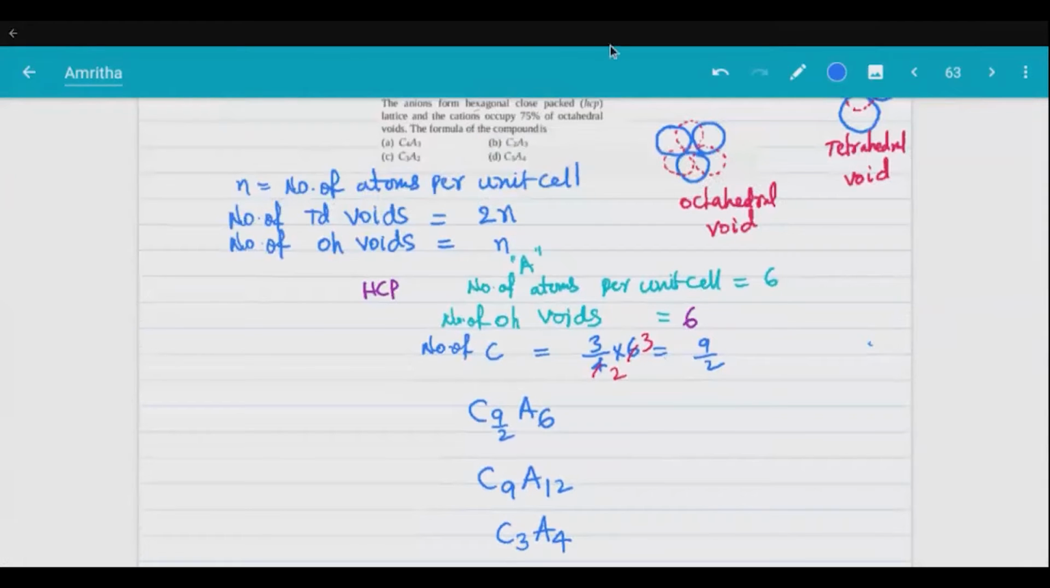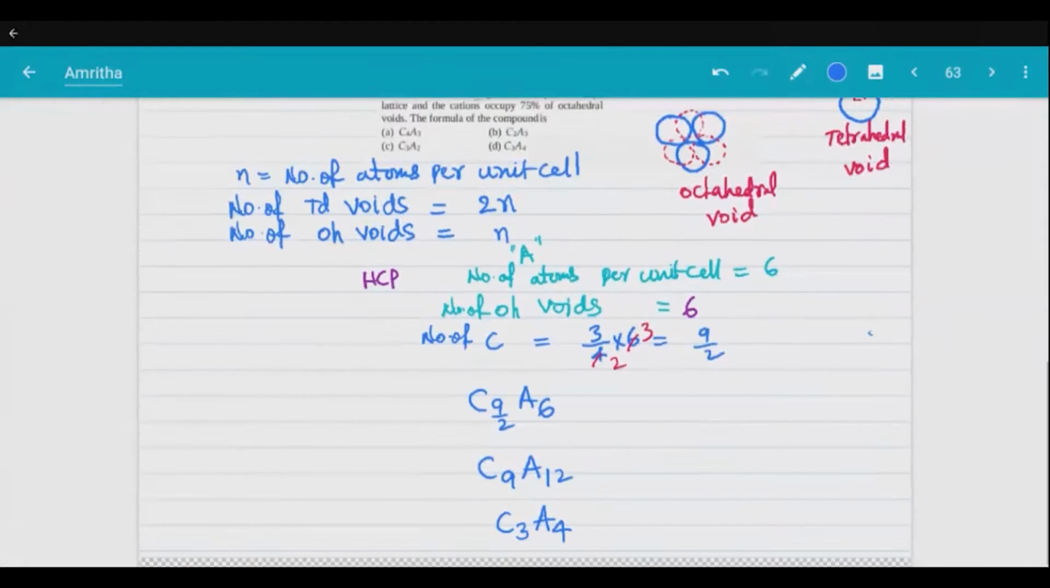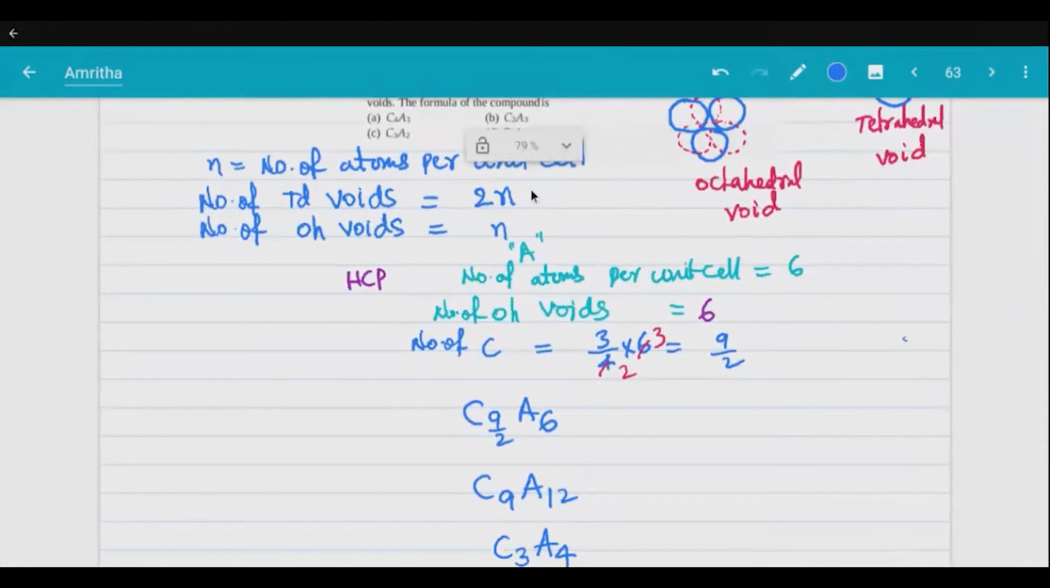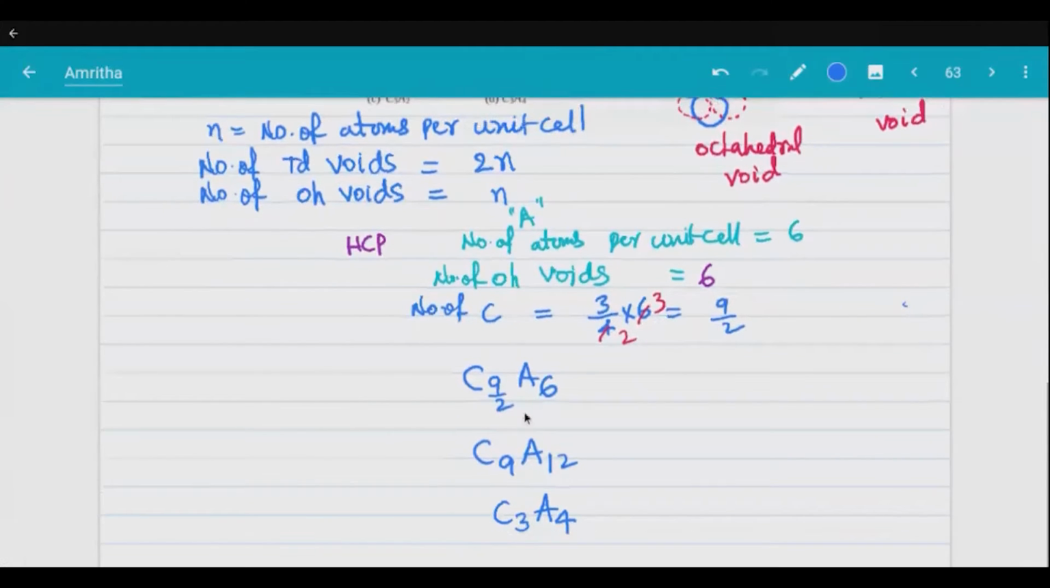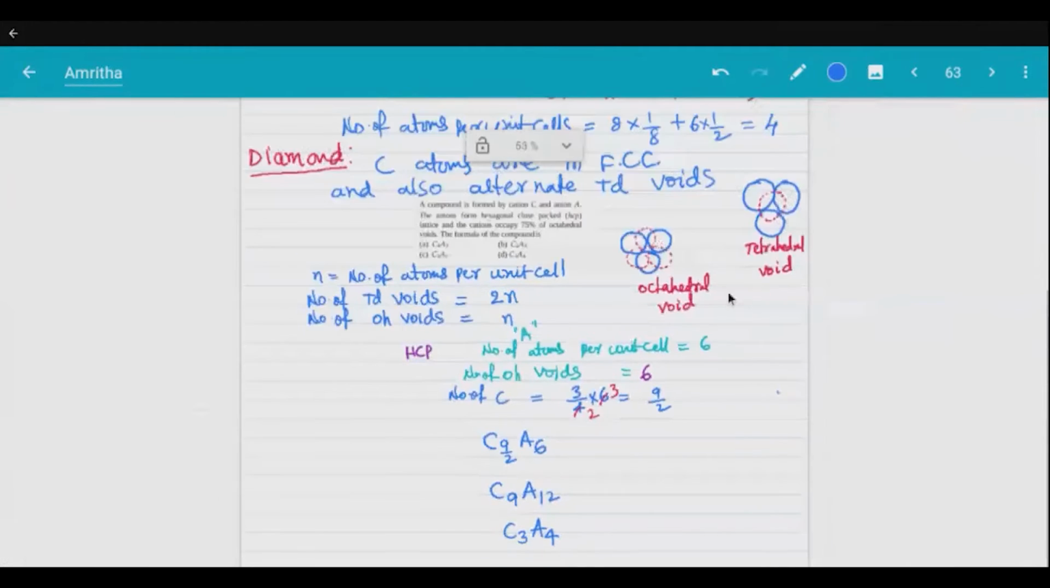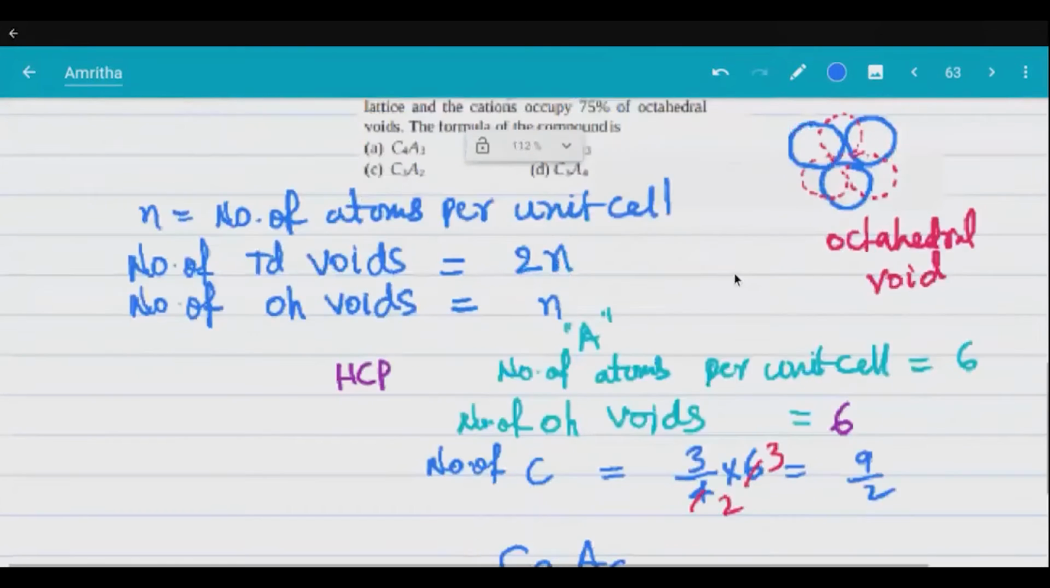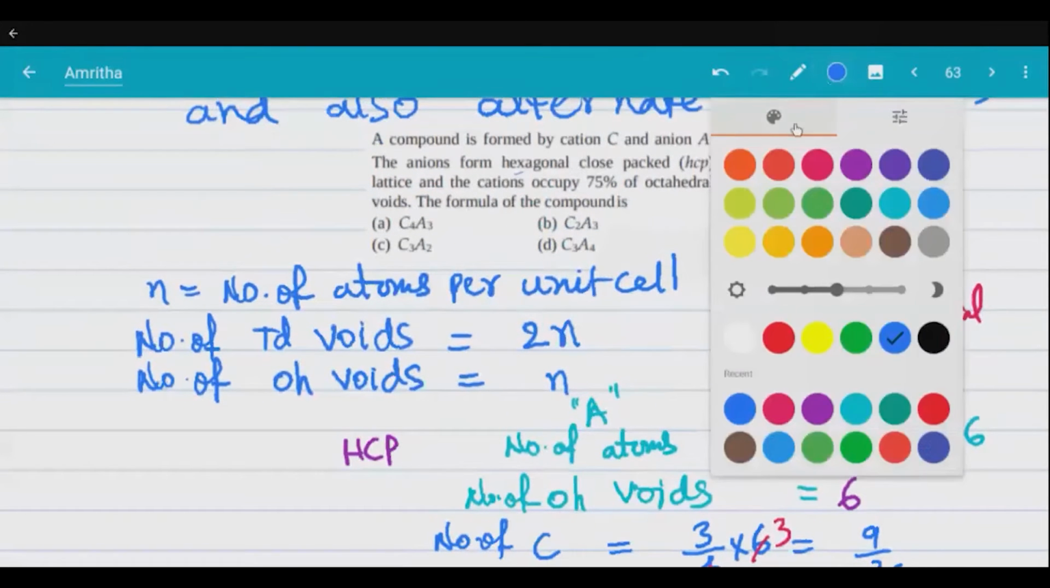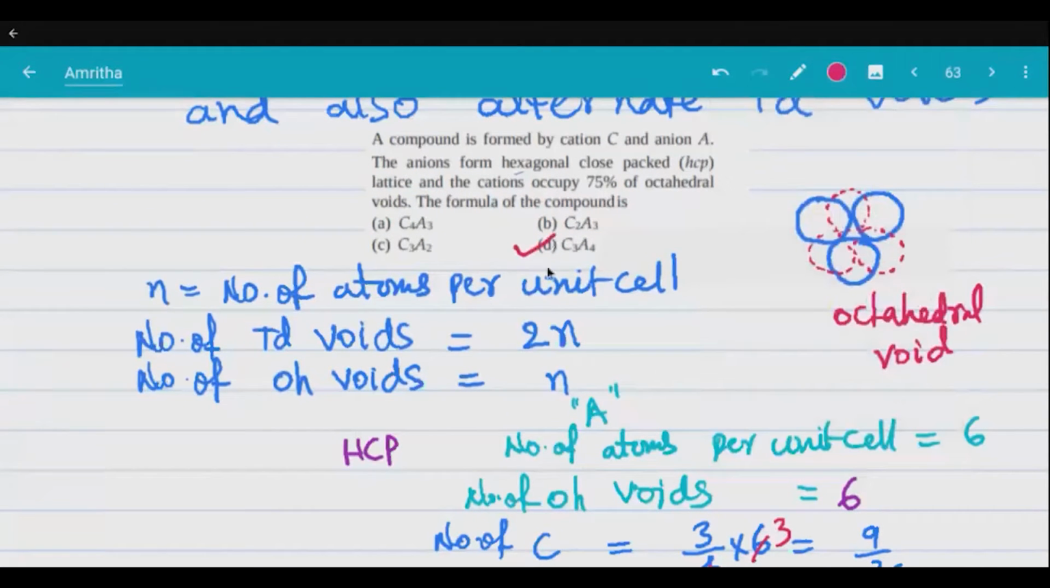If you are able to understand the concept, you can do n number of questions easily. If you know the number of tetrahedral voids is 2n and octahedral voids is n, whatever the percentage given, you should be able to calculate this way. Okay, done. So what is our answer now? C3A4. Correct, C3A4.